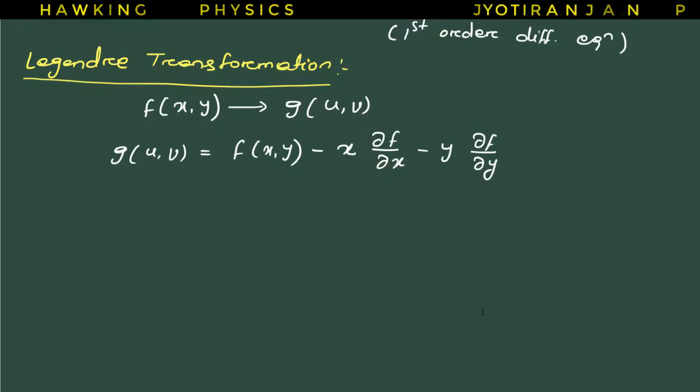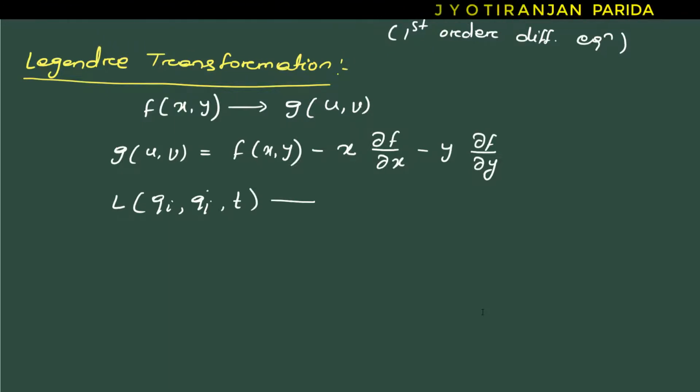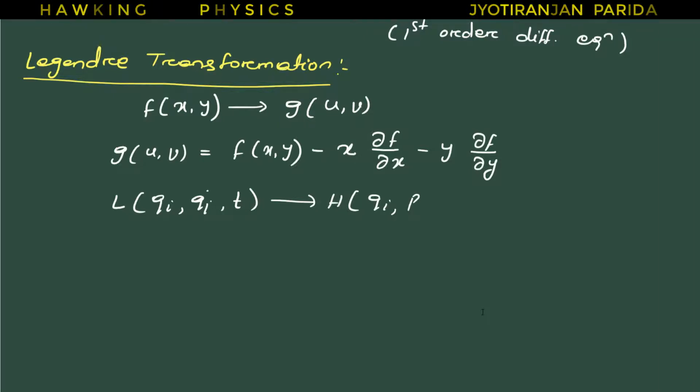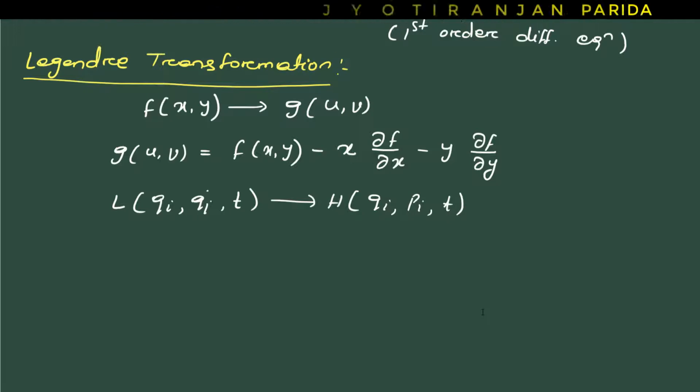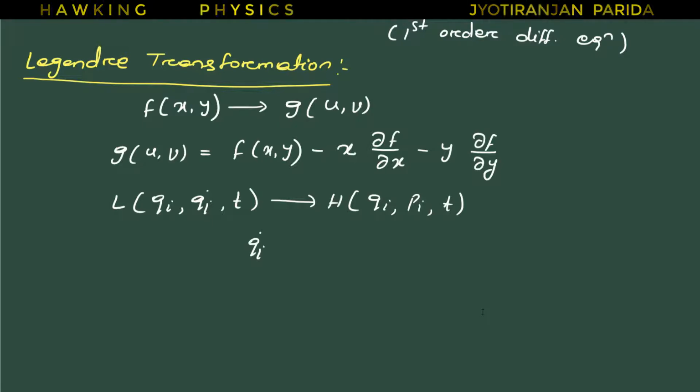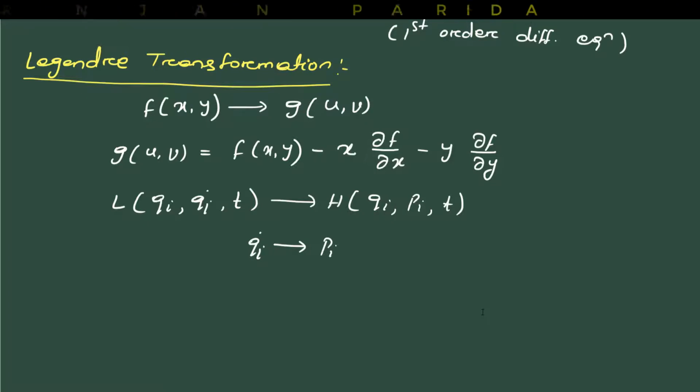Then just see, here we have the Lagrangian L, a function of the generalized coordinate qi, the generalized velocity qi dot, and time, and the Hamiltonian is a function of the generalized coordinate qi, the generalized momentum pi, and t. Okay, Lagrangian also has qi and Hamiltonian has qi. Lagrangian has time t, Hamiltonian has time t. Here only one variable changes: qi dot is transformed to pi. Okay, then how can we transform this?